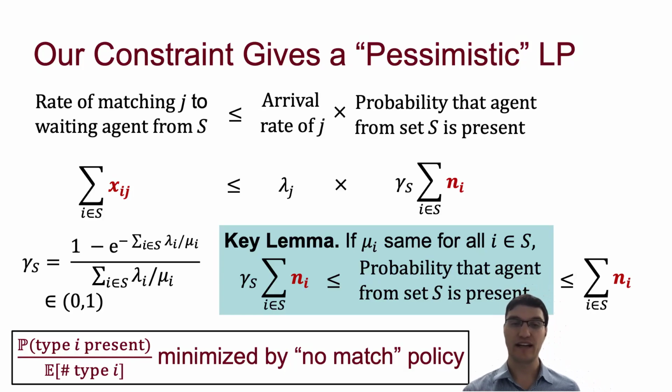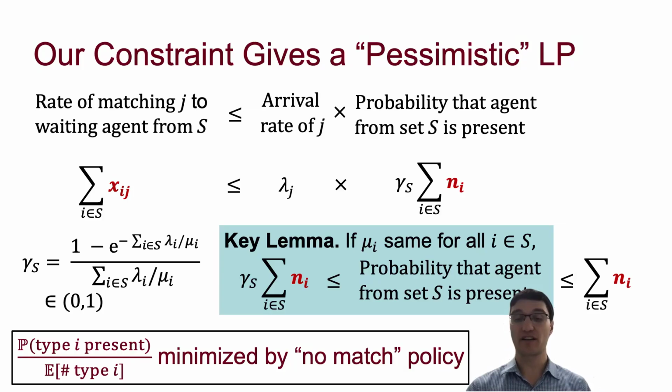And this lemma is really the only meaningful stochastic analysis in the paper. Everything else is linear programming, duality, some very basic properties like the PASTA property. Essentially, the only stochastic analysis in the paper is to show that gamma s times the sum is a lower bound on the probability that an agent from set S is present.